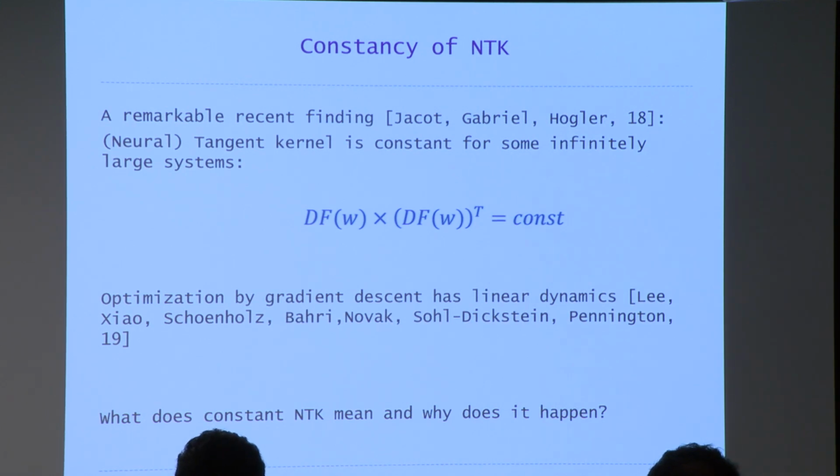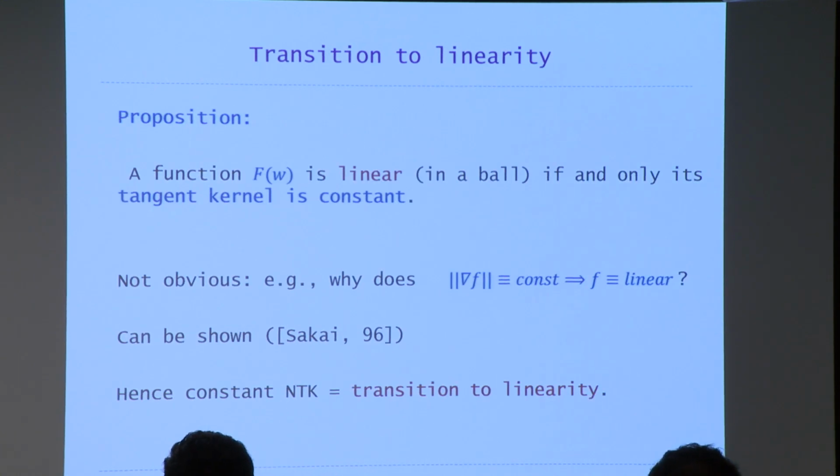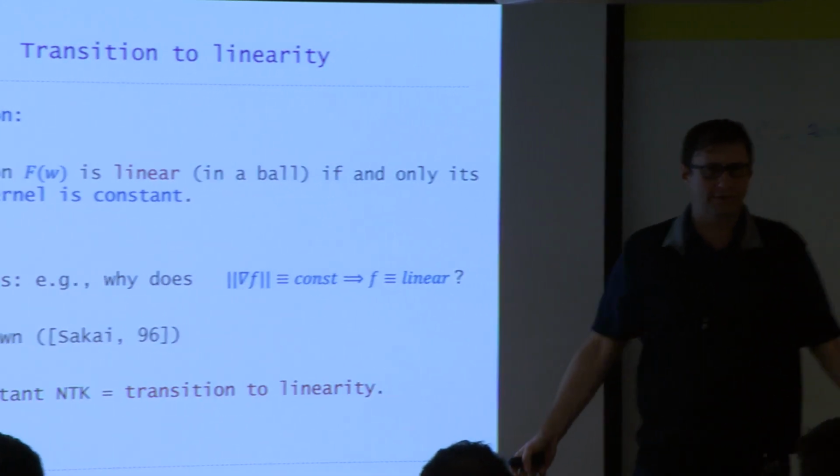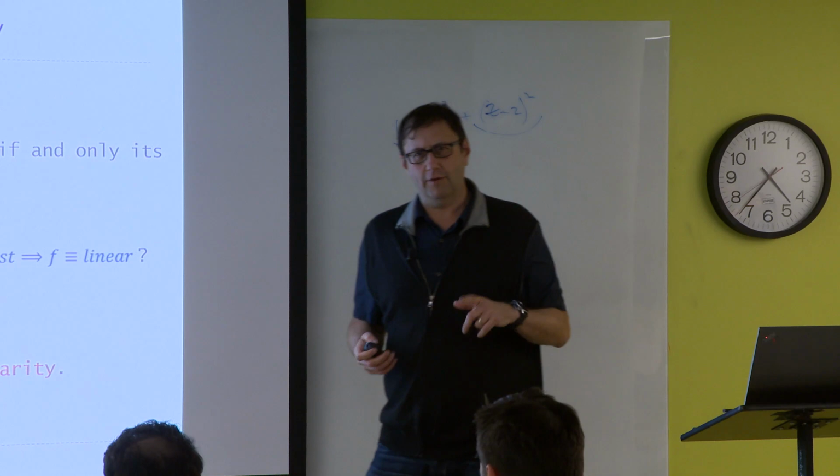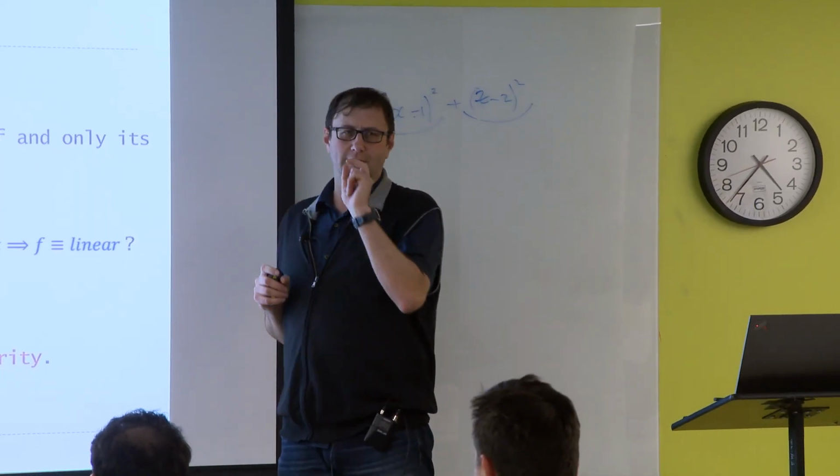So let me give a kind of a reformulation of it, which I think is easier to understand. And notice, by the way, that constant NTK, it's not obvious that it actually is equivalent. For a linear function, NTK is obviously constant because it's a derivative of a linear function. It's a constant. But it's not obvious the other way around, because if you think about it, suppose your output is a single variable, right?